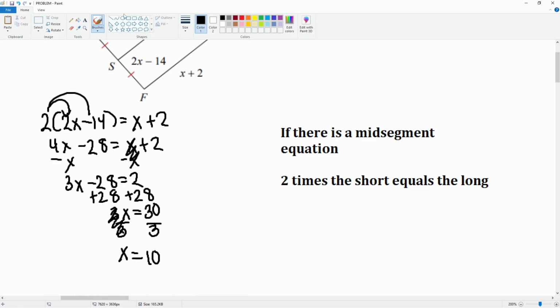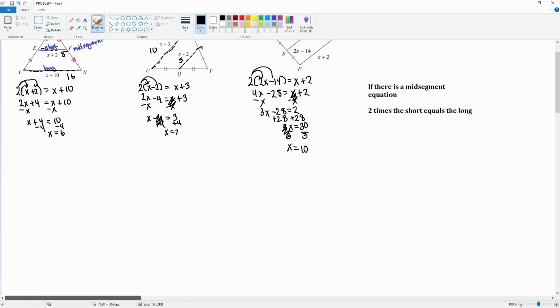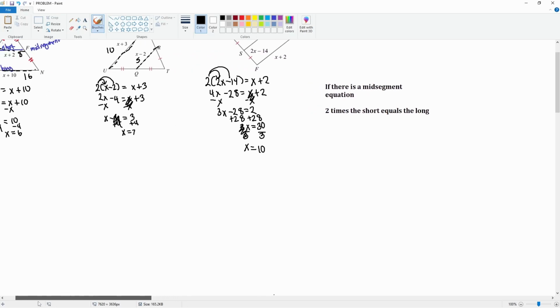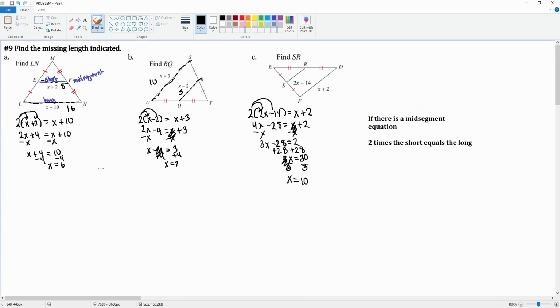Right, so there you go. You can plug it back in to double check your work. But there you go. If there is a mid segment, you're allowed to set up this interesting equation where you double the short value, and that's going to get you the longer value.